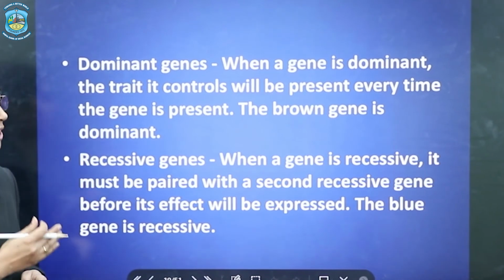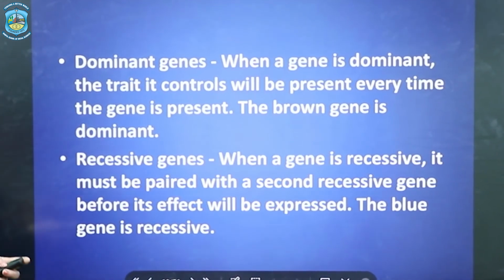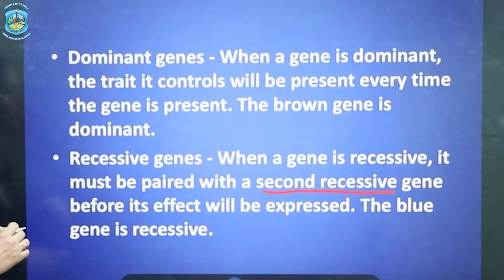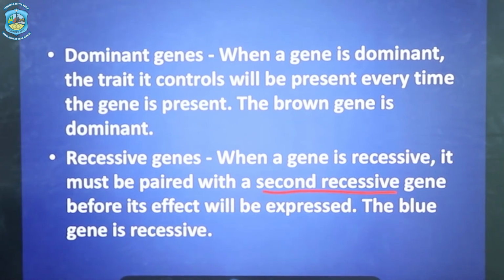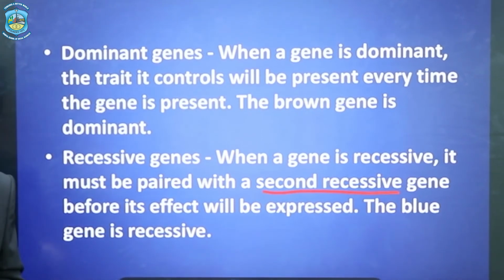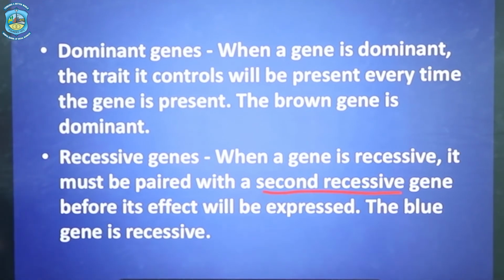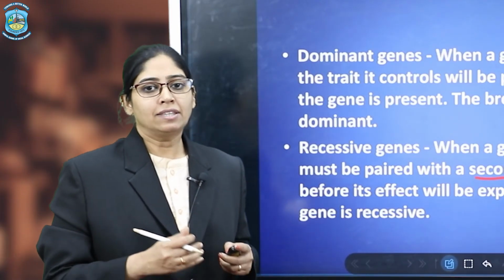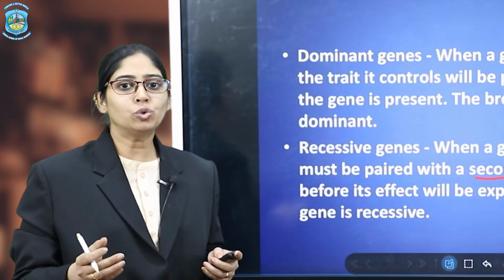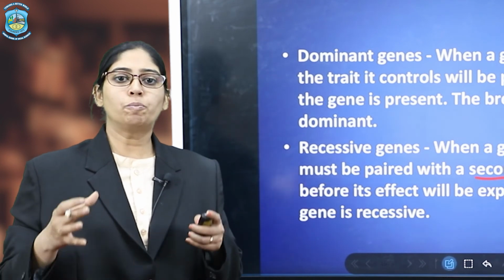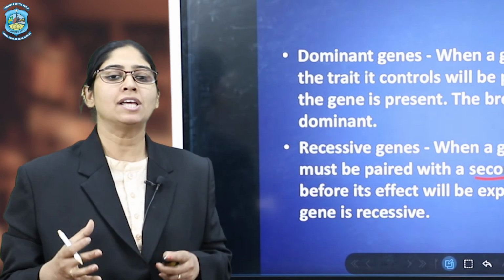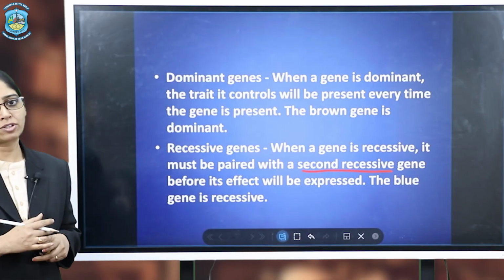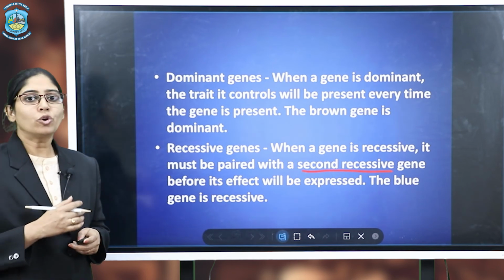Recessive genes: when a gene is recessive, it must be paired with a second recessive gene before its effect will be expressed. So the blue gene is recessive, so the color of the eye will not be blue, but will be brown because the brown gene is dominant. So for having the blue eye, the recessive gene has to pair together with a second recessive gene, and only then will that trait be present as a structure in the human body.